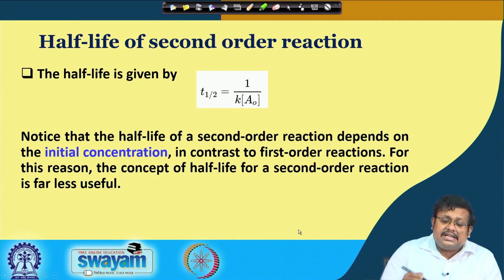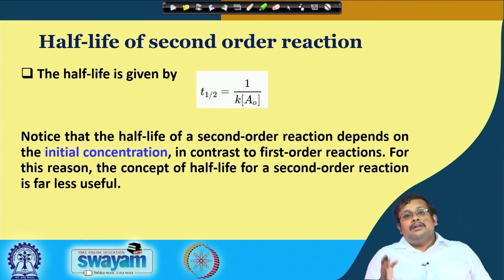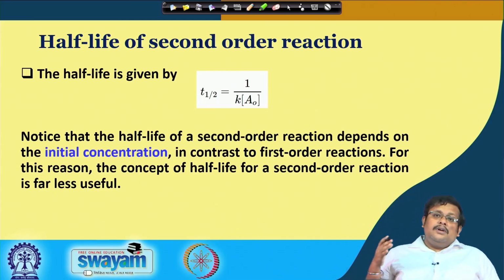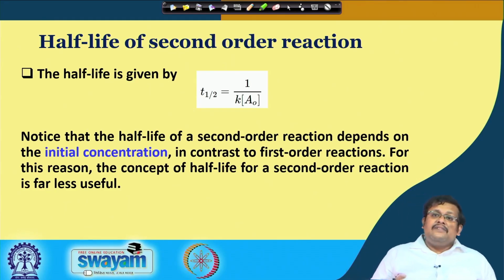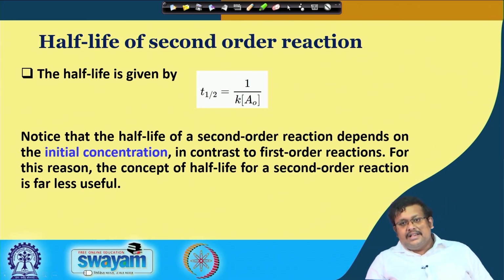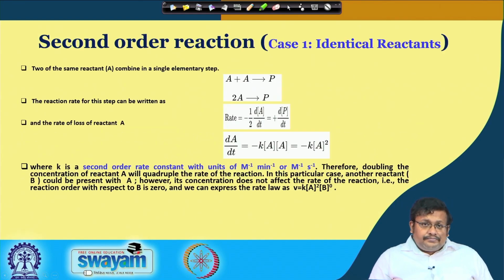Now, in case of second order reaction, the half life is given by this formula, where T half equal to 1 by K into concentration of A0. So, basically it depends on the initial concentration, in contrast to the first order reaction. In case of first order reaction, the half life was independent of the initial concentration. However, in case of second order reaction, the half life is dependent on the initial concentration A0. So, that is why the concept of the half life for a second order reaction is far less useful as compared to the first order reaction.